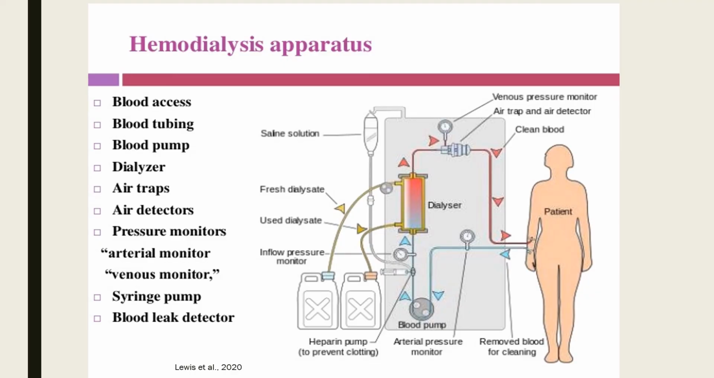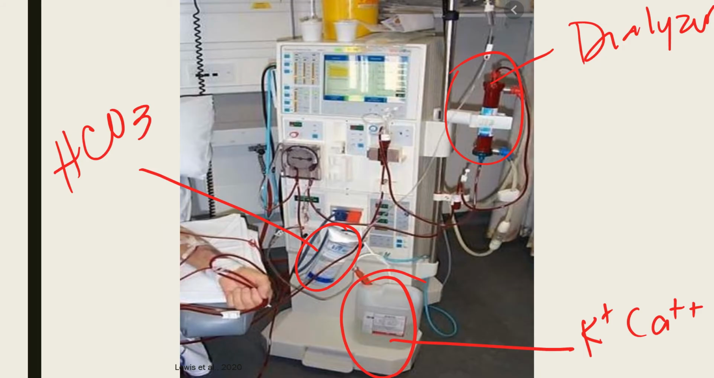Now, the hemodialysis machine looks like this. It has a dialyzer. It has these 2 gallons with bicarb and with electrolytes. It's just to show you. You don't have to memorize all of them, but at least understand what a dialyzer is. And this is what it looks like in reality when you work as a nurse. It's a lot of blood, guys.